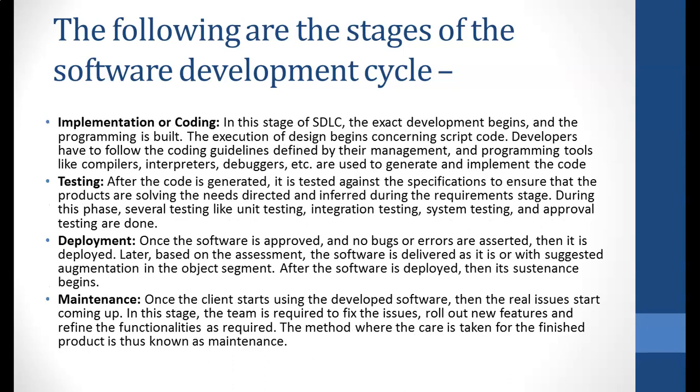Now, implementation and coding is the actual phase. This is the most important phase of the entire software development life cycle. So in this stage of SDLC, the exact development begins and the programming is built. The execution of the design begins concerning script code. Developers have to follow the coding guidelines defined by their management, and programming tools like compilers, interpreters, debuggers, etc., are used to integrate and implement the code.